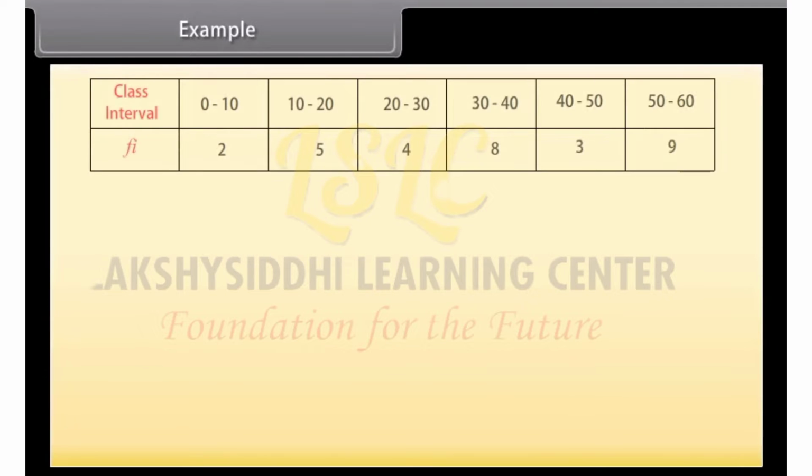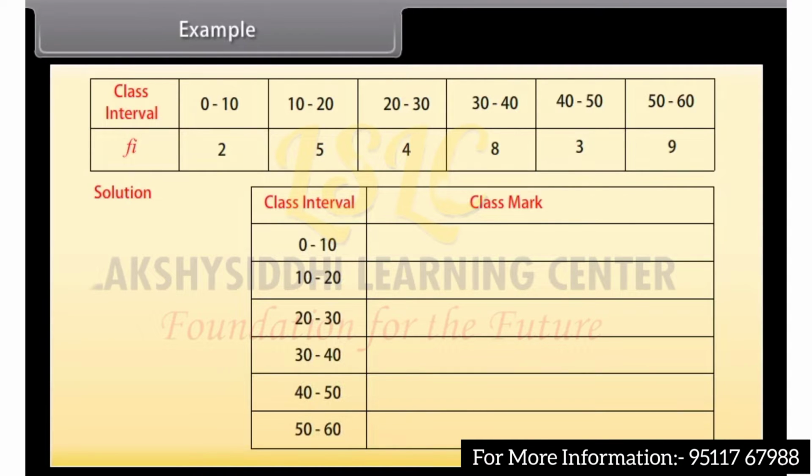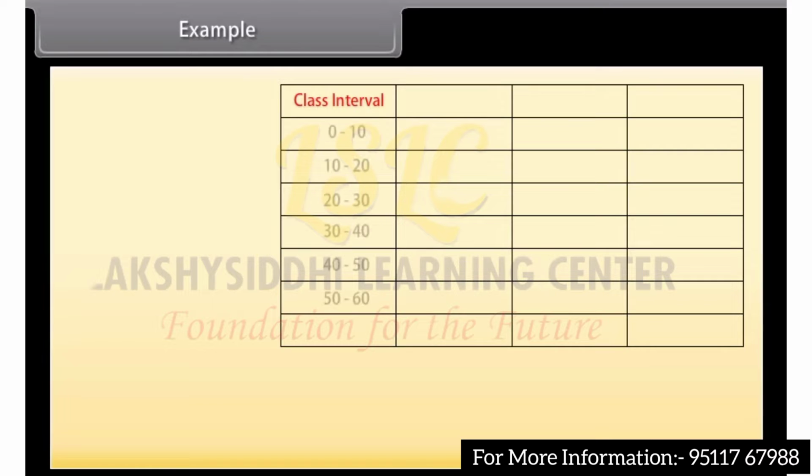Find the mean of the given data. Solution. First, we find the class mark of each class interval by using the formula class mark equals upper class limit plus lower class limit by 2. In the first column, we have written the class interval, and in the second column, we have written the frequency of the respective class interval. The sum of the frequencies is 31.